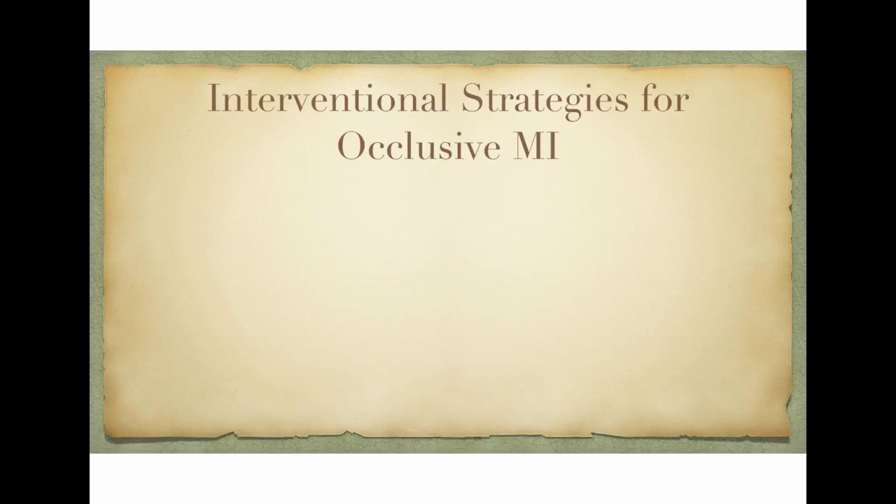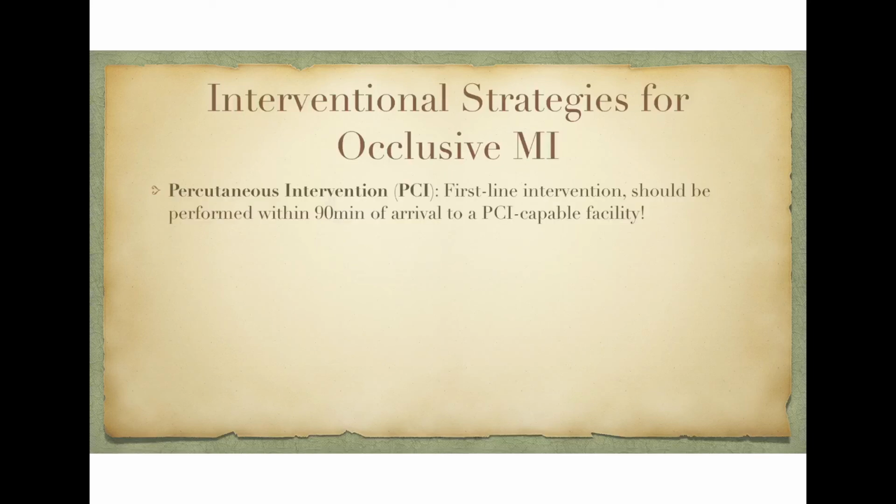So going back to our patients who actually do have significant occlusive myocardial infarctions or STEMIs, what can we do to help them out? So first of all, they need acute urgent intervention of some sort. Preferably, they will get something called Percutaneous Intervention, or PCI. That's the first line intervention that's recommended. And any patient who presents to a PCI-capable facility should be getting PCI within 90 minutes of arrival. That's the door-to-balloon time that's often quoted.